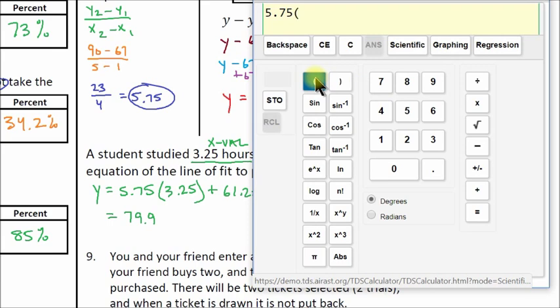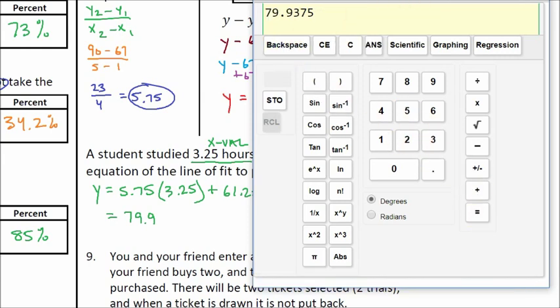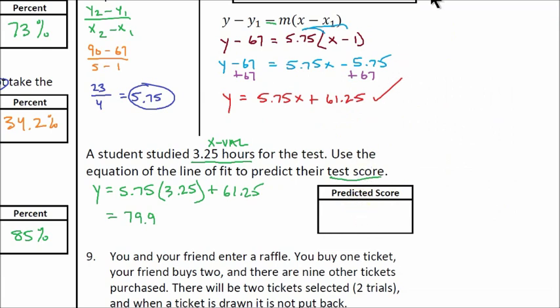5.75 times 3.25. This calculator is working very slow. It's making me press every key very hard. 3.25 plus 61. I should have checked my display before I pressed the equal sign. And now let's press equal. Yeah, 79.9. All right, so our predicted score is 79.9%.